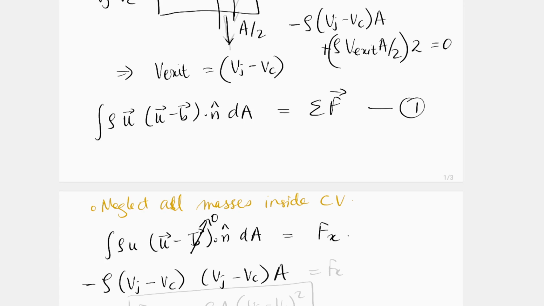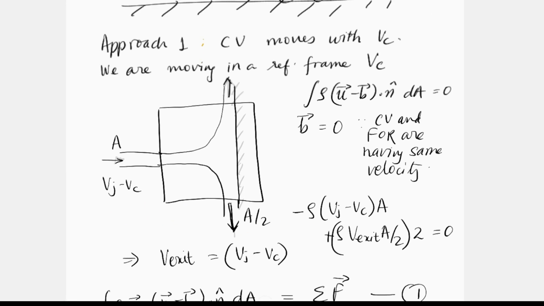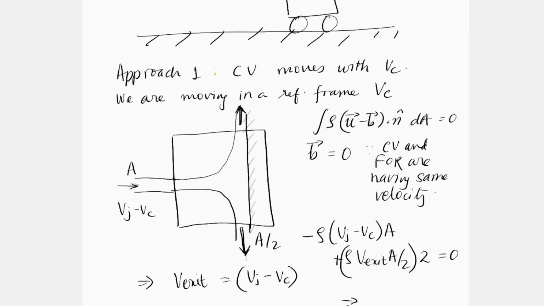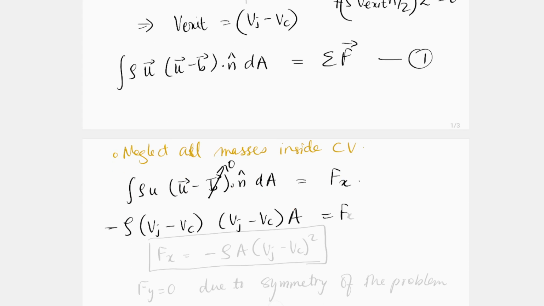The other two fluxes in the frame of reference moving with the cart will have no x component of velocity. That is, in the frame of reference moving with the cart, the exit velocities are orthogonal to the plate. This is the plate, and the exit velocities are orthogonal to the plate. They have no component in the frame of reference moving with the cart. And so this will be equal to Fx, and this gives us the force, which is minus rho A (Vj minus Vc) squared.